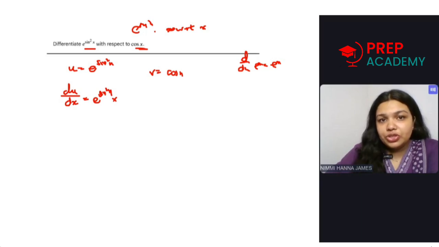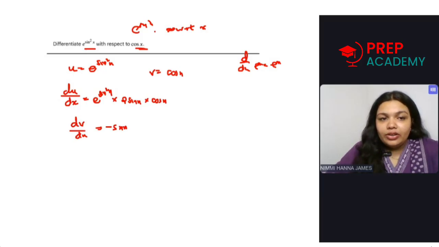So for a square function, the differential is 2 sine x, into sine x. What is the differential of sine x? It is cos x. So e raised to sine square x into 2 sine x cos x, that is du by dx. And what is dv by dx? Differential of cos x is minus sine x.